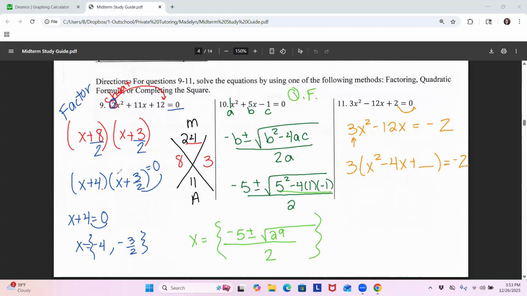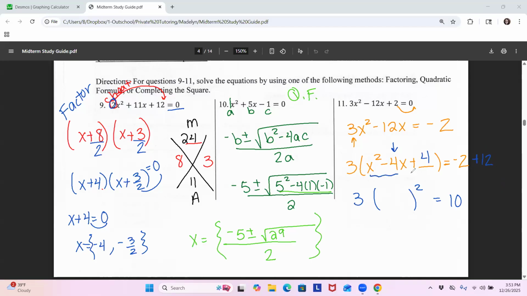And then what goes in the blank is you take this middle number, so negative 4, and you chop it in half, so negative 2, and you square it, so 4. So middle number, chop in half, square. But if you distributed, that would really be a 12. So we really just added 12 right there. So we're going to add 12 on the other side to keep the balance. So now on the other side, negative 2 plus 12 would be 10. And on this side, we'd have 3 something squared, because that's why it's called complete the square.